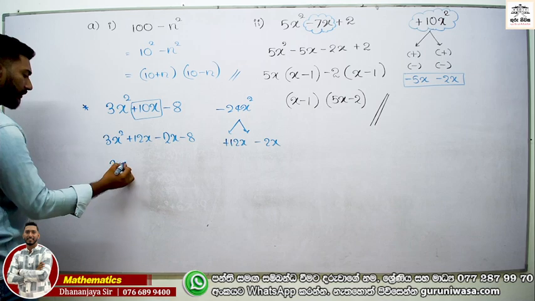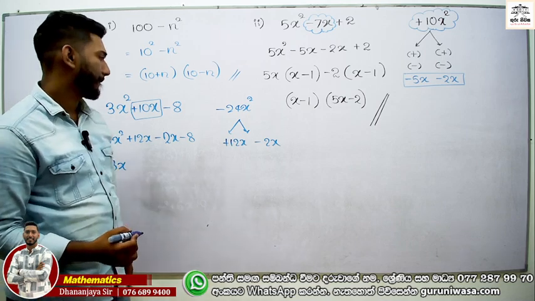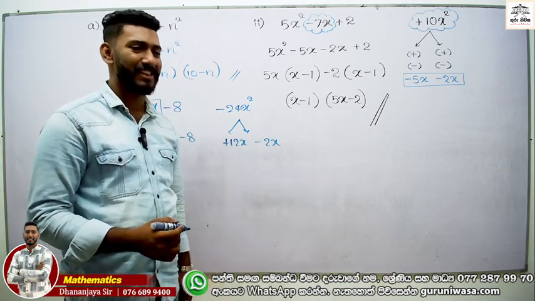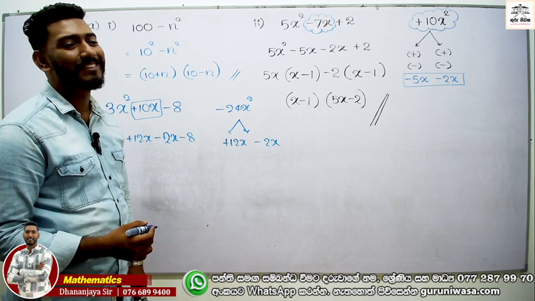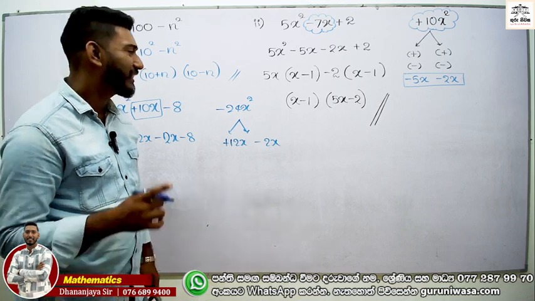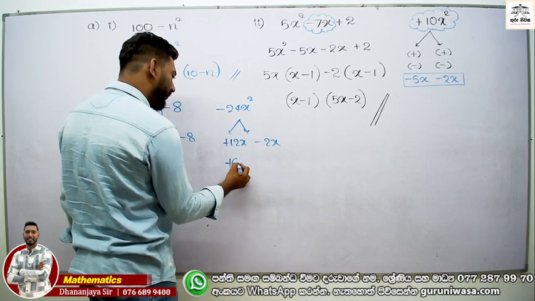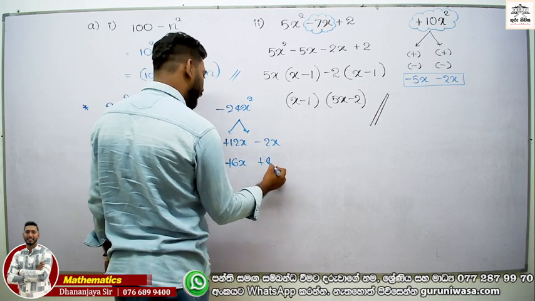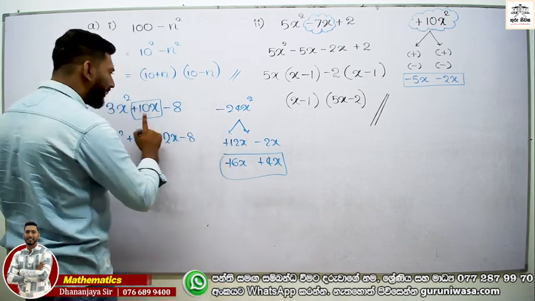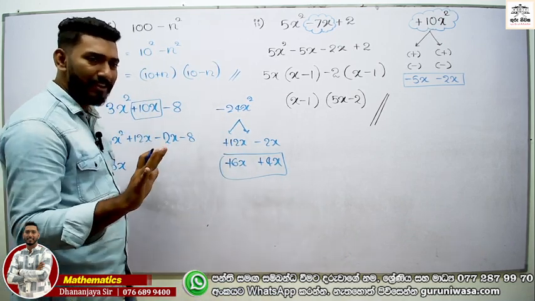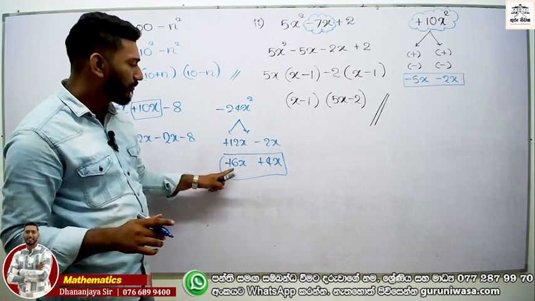Excuse me, sir. 3x. Yeah. So I used plus 6x and plus 4x. No, it's wrong. Because why? You cannot use plus 6x and plus 4x. Now listen, this one is plus 10x. It's okay. But you cannot use plus things.